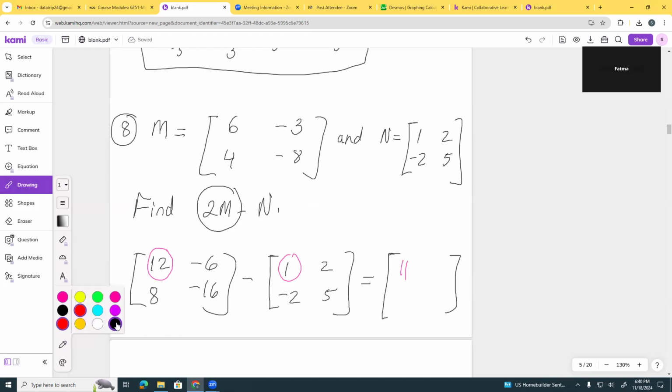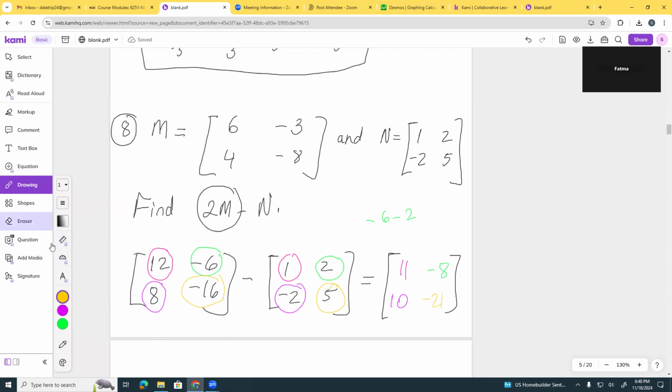Next, I will need negative 6 minus 2. What is negative 6 minus 2? Negative 6 minus 2. Let's take a closer look. That's a negative 8. Very good job. Okay. Next, we need 8 minus 2. Good job. Two negatives will create a plus. So 8 minus 2 is just a 10. And finally, negative 16 minus 5.